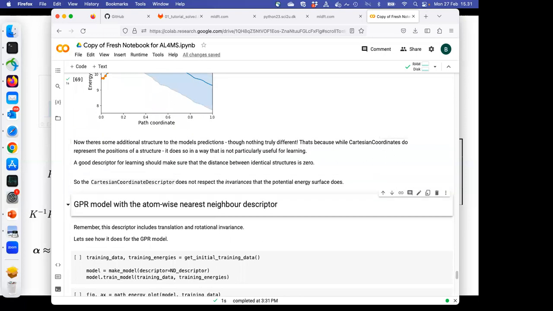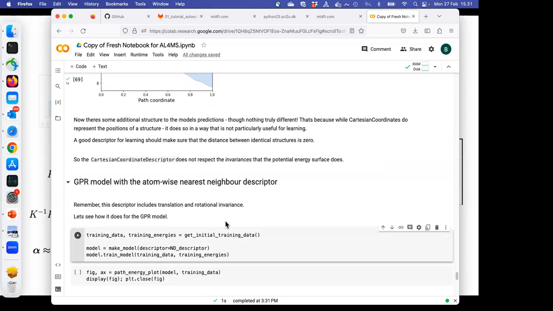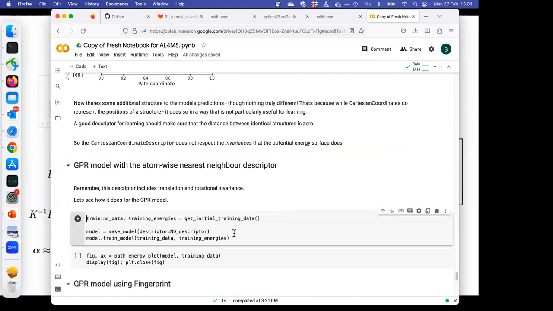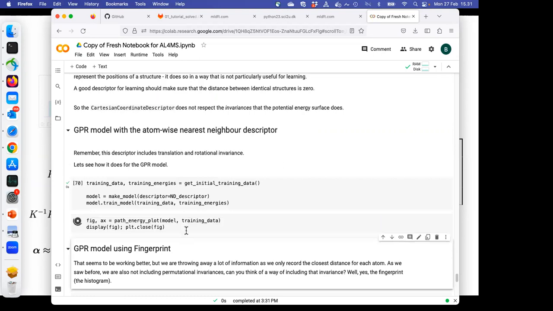So I don't think you have to do it in the next cells here. So we can take that atom-wise nearest neighbor descriptor that you implemented in the last hour. That's called ND descriptor rather than CC descriptor. So otherwise it's the same code. And then we run that.